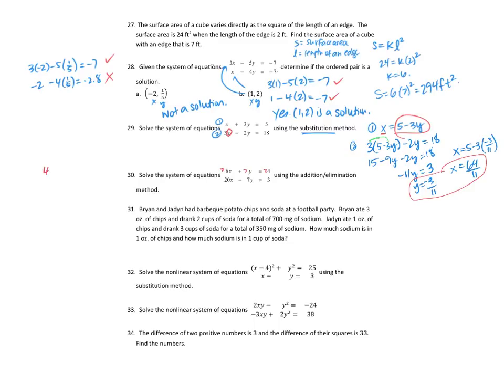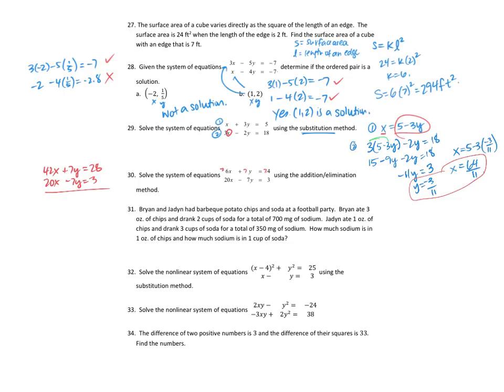42x plus 7y equals 7 times 4, which is 28. And then I'll have 20x minus 7y equals 3. And I can just add straight down each column.